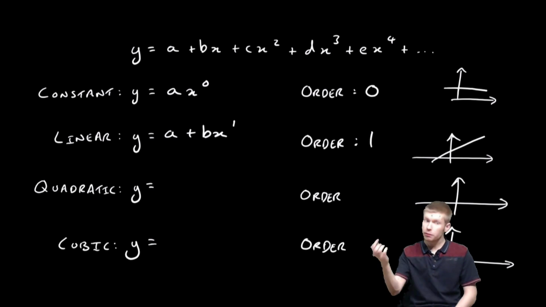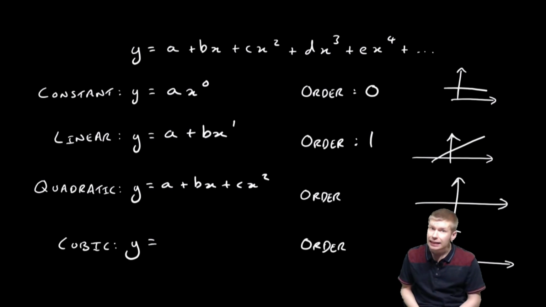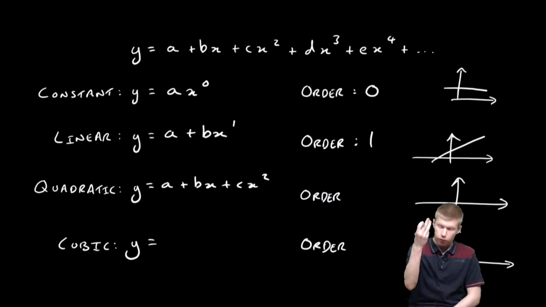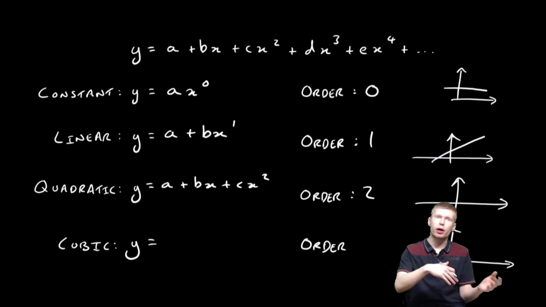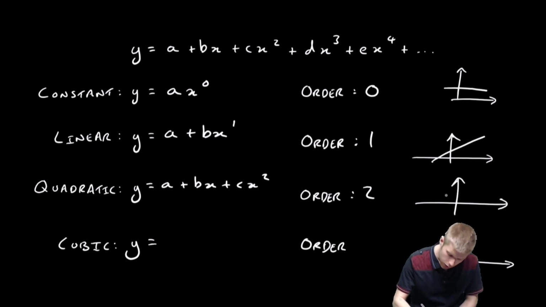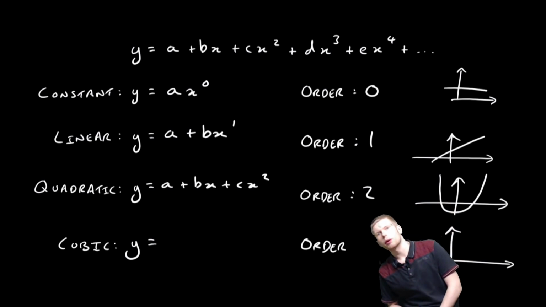A quadratic, what we've just discussed, we go a plus bx plus cx squared. We only get as far as the cx squared term, so the third term in the polynomial, and that would be of order 2. That's the highest power, so degree, order, same thing. And of course, we know that that looks something like that. It's a parabola.